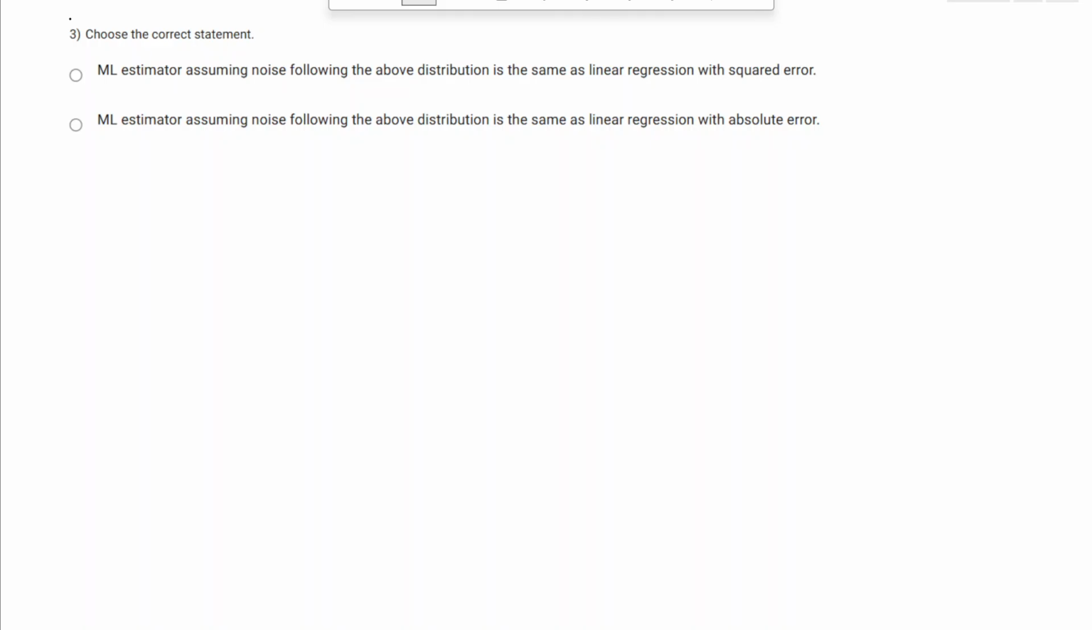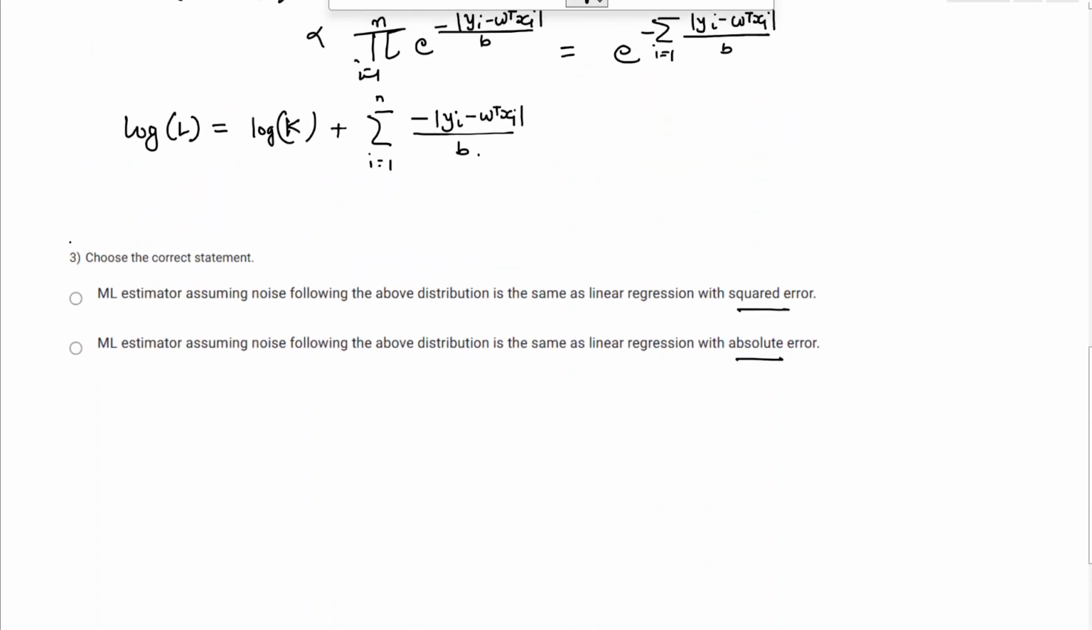So now it asks whether the ML estimator assuming the above distribution of noise is the same as the linear regression with the absolute error or the squared error. Now if you go to the previous log likelihood that we obtained, that is nothing but log L equals log of some constant plus the sum of negative of (yi minus w transpose xi) by b, with the sum i running from 1 to n.